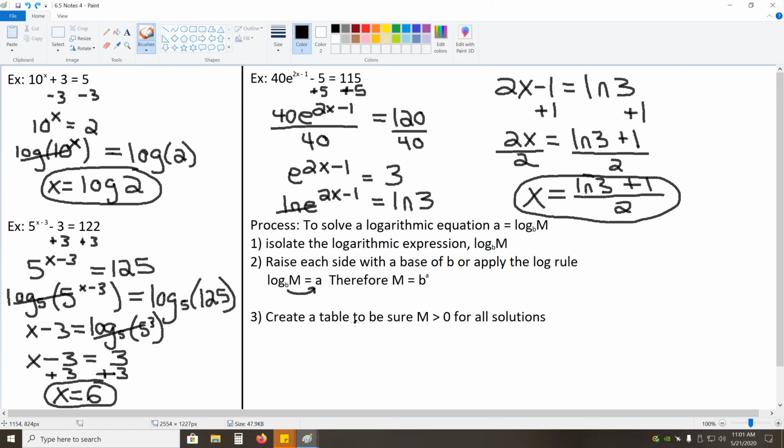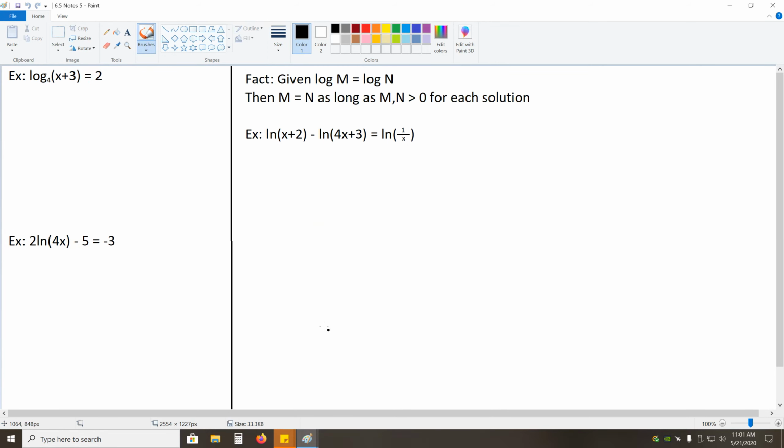to make a check. Before, we would just do checks to see if we got the right answer. Now the check is actually required, as sometimes you will end up getting an answer that is not true. So let's go ahead and solve these problems. We have log base 4 of x plus 3 equals 2.